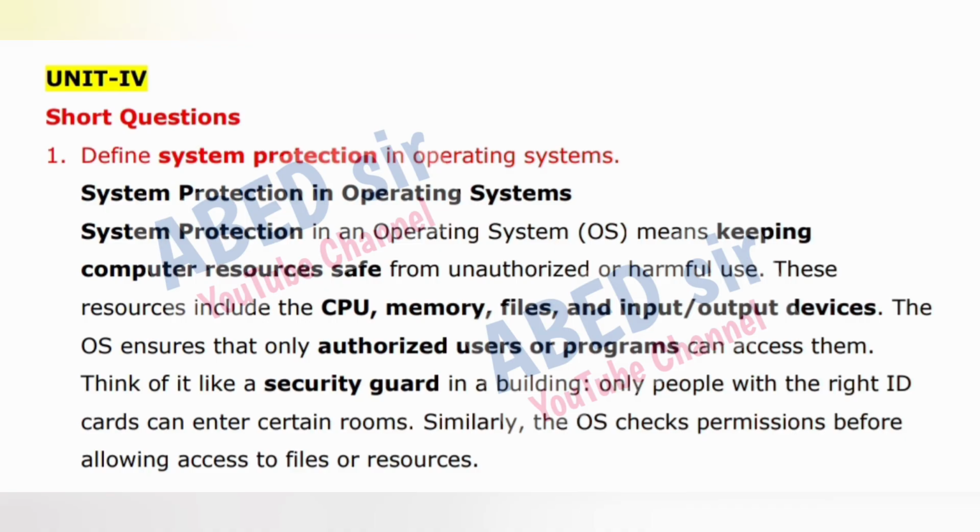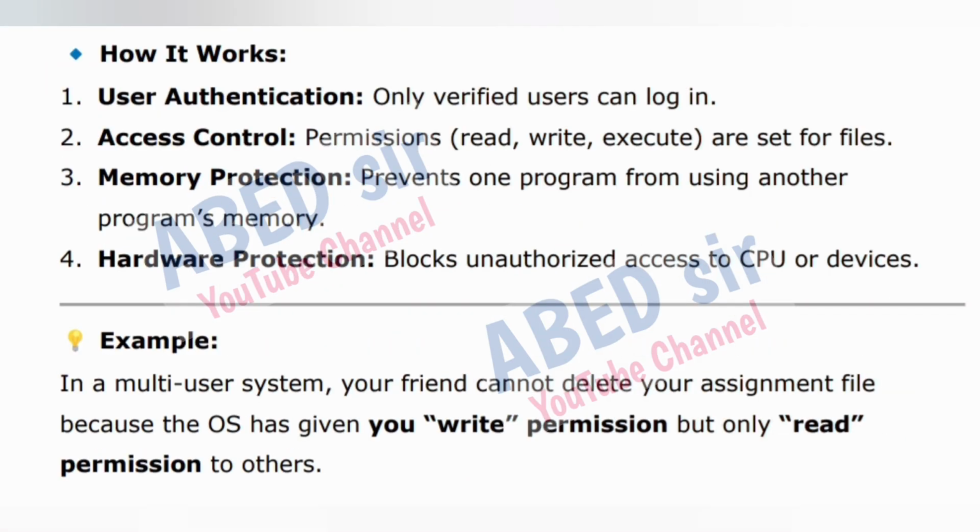Think of it like a security guard in a building. Only people with the right ID cards can enter certain rooms. Similarly, the OS checks permissions before allowing access to files or resources. How it works? 1. User authentication. Only verified users can log in. 2. Access control. Permissions, read, write, execute, are set for files.